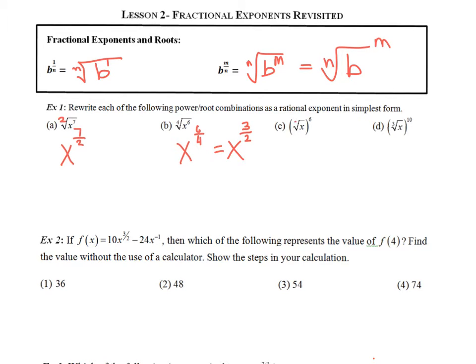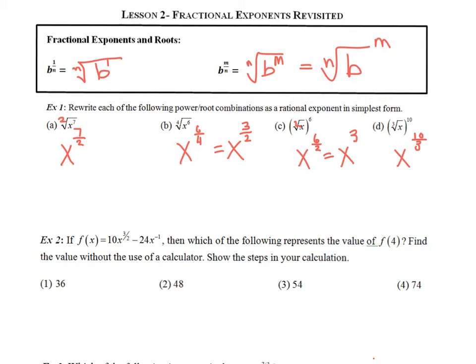Again, I've got a square root of x raised to the 6th power. So this would be x to the 6 over 2, and of course, that would be reduced to x to the 3rd power. And lastly, the cube root of x to the 10th would be x to the 10 thirds. So again, get used to that notation.